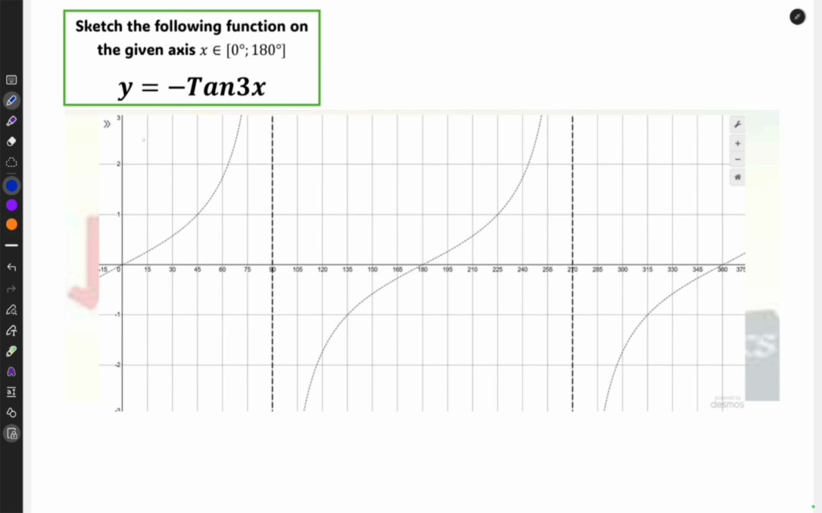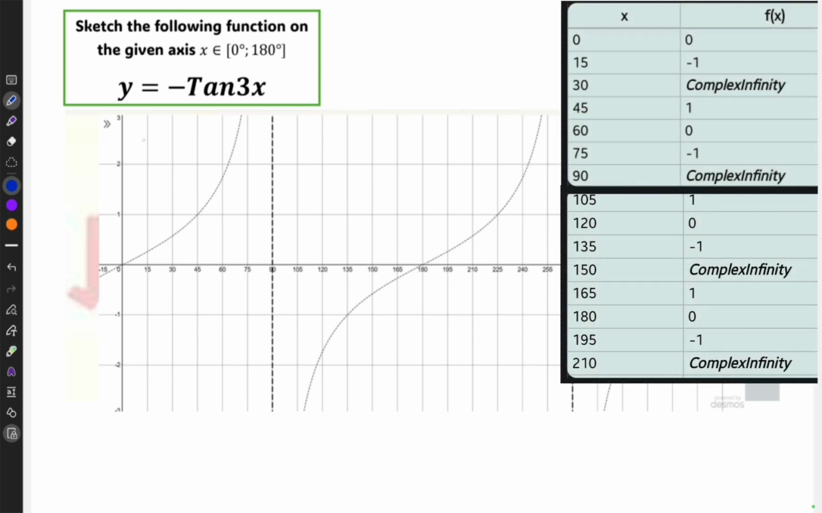So if I go table method, I'm going to do mode table. At fx, I'm going to type in minus tan, and then open a bracket, 3x, close bracket. My gx is going to be empty. Start is going to be at 0. End is going to be at 180. Step is going to be 15 because it is 45 divided by my b value, which is 3. Then you would see all of these coordinates on your calculator.